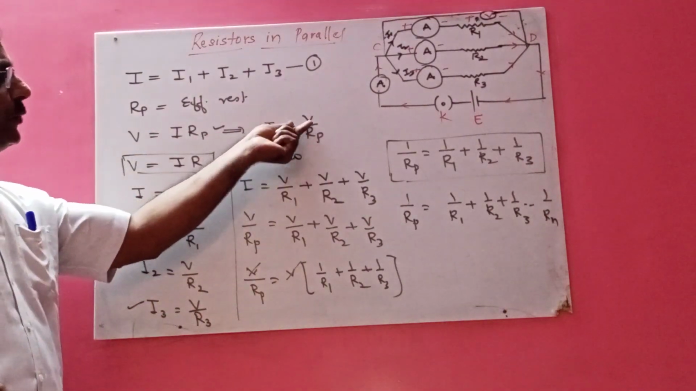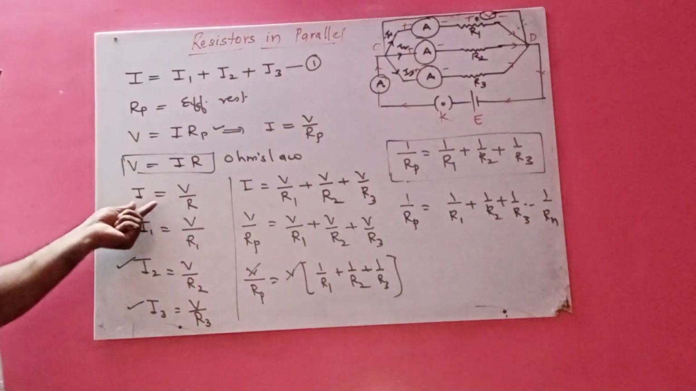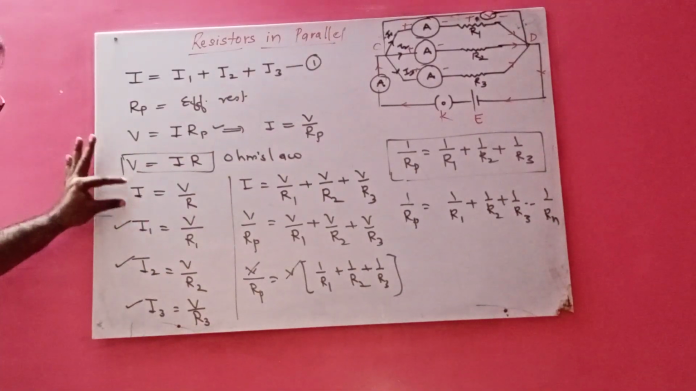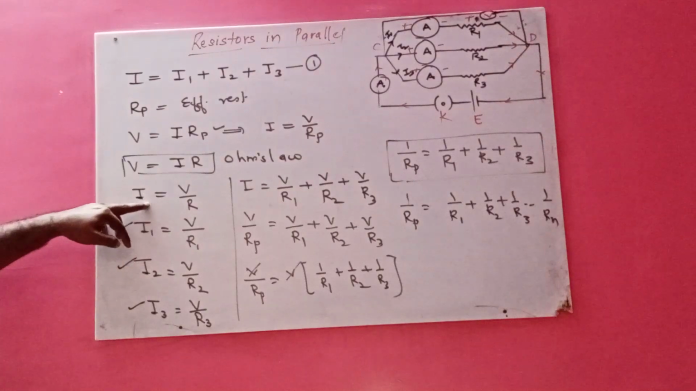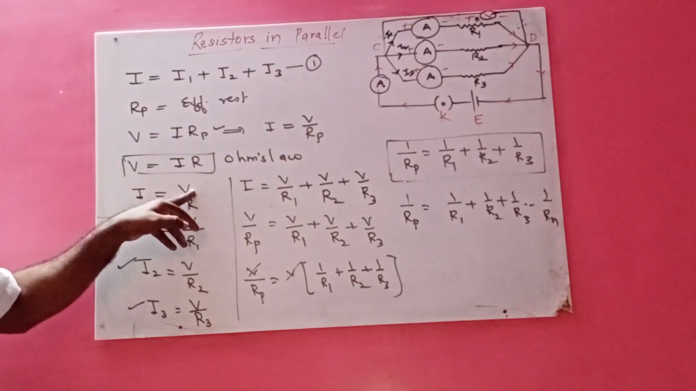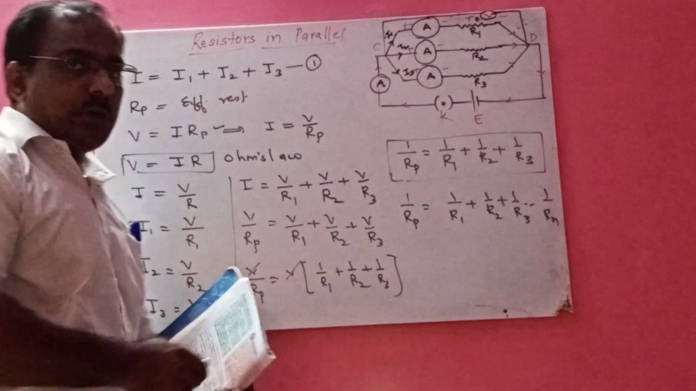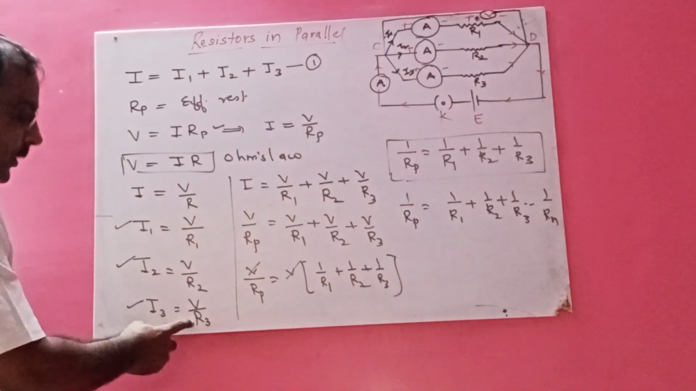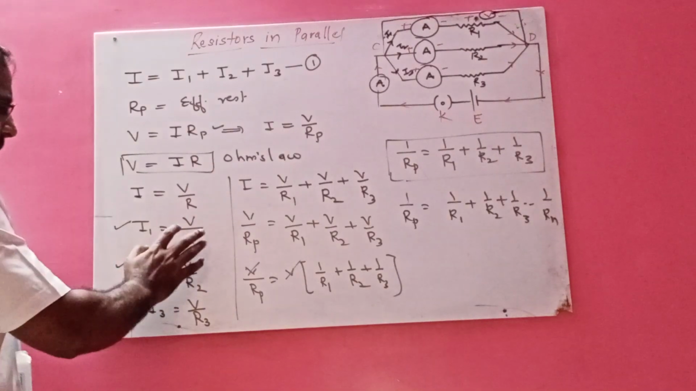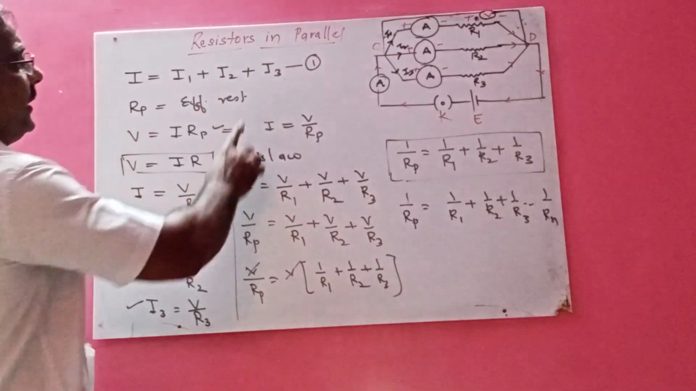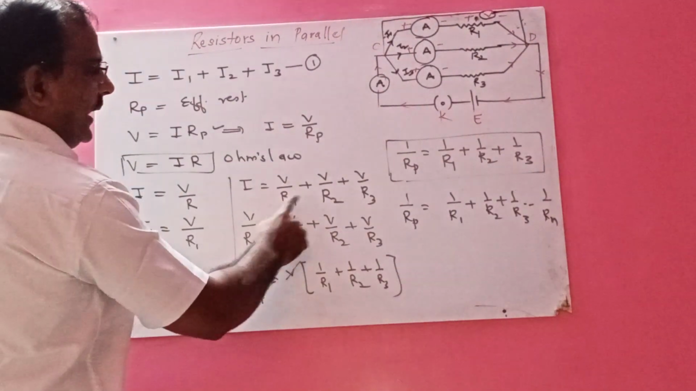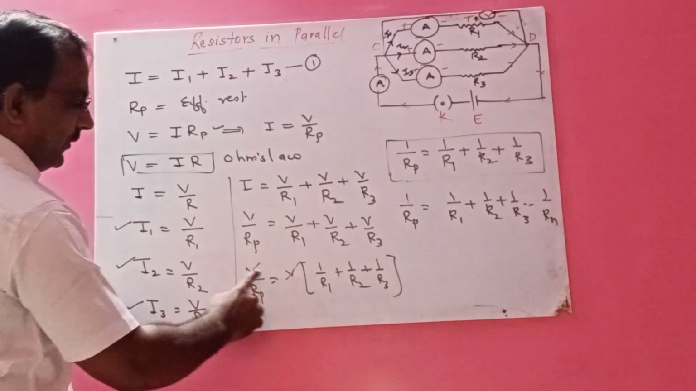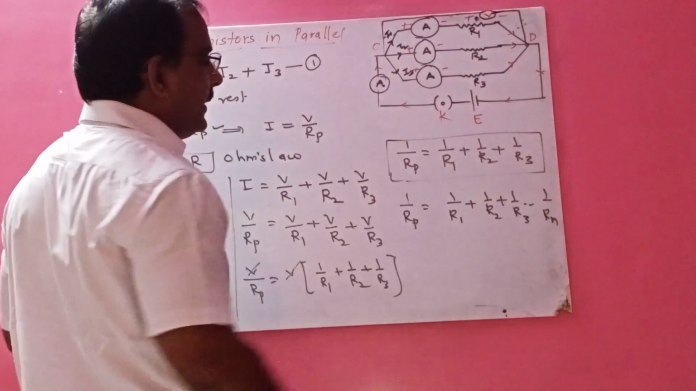Therefore I is equal to V upon Rp. From here you can get I is equal to V upon R. Using this, calculate I1. If you are taking I1, so take R1. Why not V1? Because V is the same for all the resistors. So V upon R1, V upon R2, V upon R3. Substitute all these 3 in equation number 1. Like here 1, 2, 3, and take V as common. This V and V get cancelled, and you will get this answer.